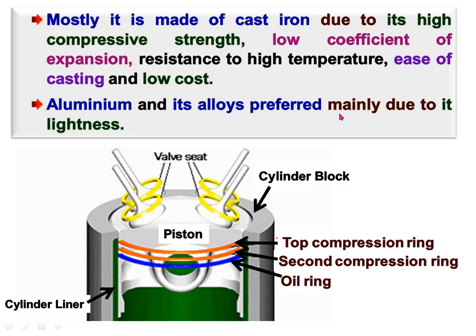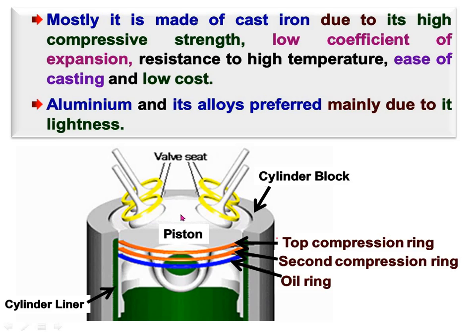Aluminium and its alloys are preferred mainly due to their lightness. Means if you want to produce an engine that is light in weight, then in that case we must go for either aluminium or the alloys of aluminium, because it has less weight. So in some cases, if we want to produce a light engine, our piston must be either aluminium or aluminium alloy.